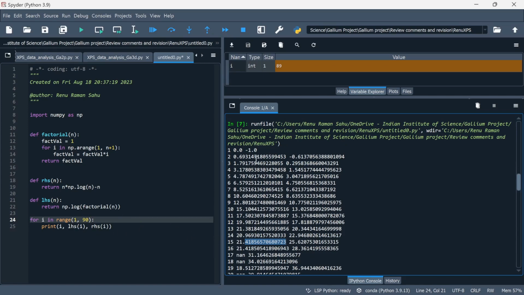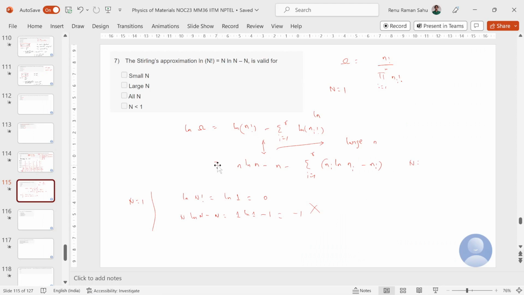You see here, for small values of n, this is your LHS and RHS. It doesn't work. You see here, the gap is too much. This is your left hand side and this is your right hand side. Quite a big difference is there. But as soon as you have large values, this gap becomes really small. So the point is, this Stirling approximation starts working when you have really large values of n.